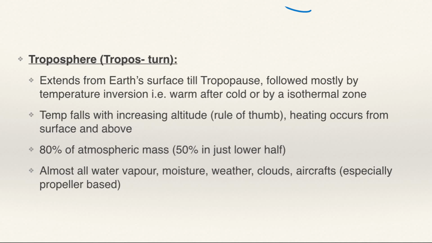Now 50% of the atmospheric mass lies just in the 5.6 kilometers from our surface, and 80% of the entire atmospheric mass lies in the troposphere, so it means it is very dense. And almost all the water vapor, hailstorms, thunderstorms, rain and clouds happen in the troposphere. And aircraft, especially propeller based aircraft, cannot go beyond the troposphere.